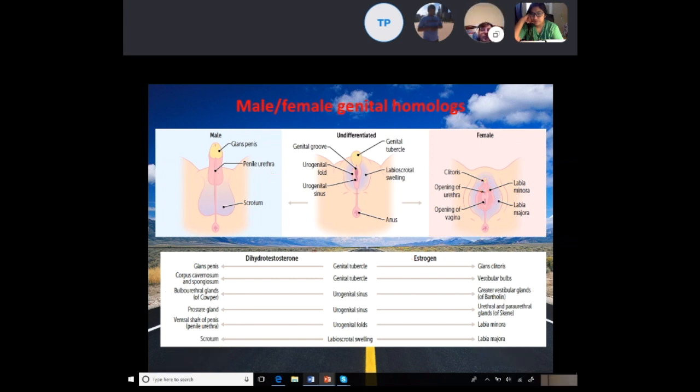So the takeaway from here is that there are a few pathologies that like to be tested on. So for men, a disorder of which of these can cause hypospadias? The urethral folds. What is the ventral gland, or what is the urogenital fold? There you go, the urogenital fold.